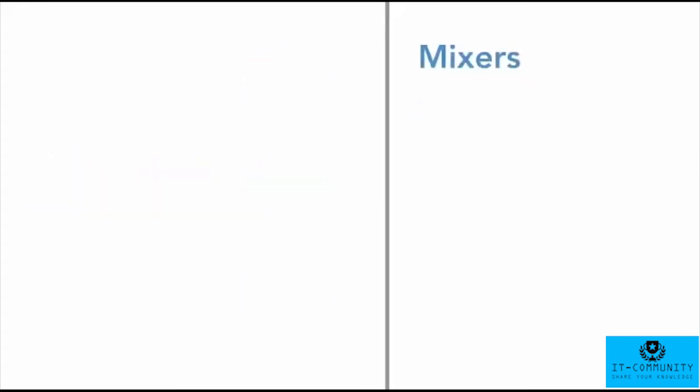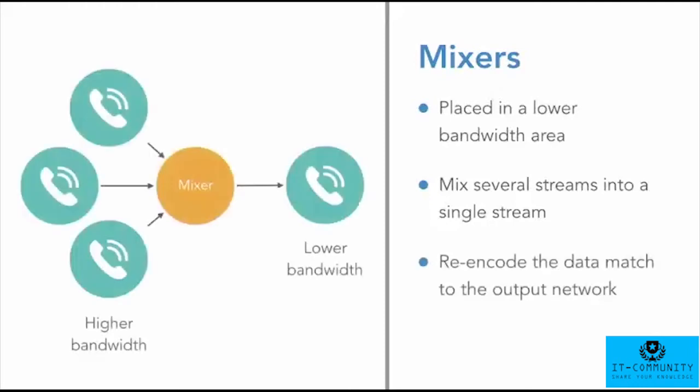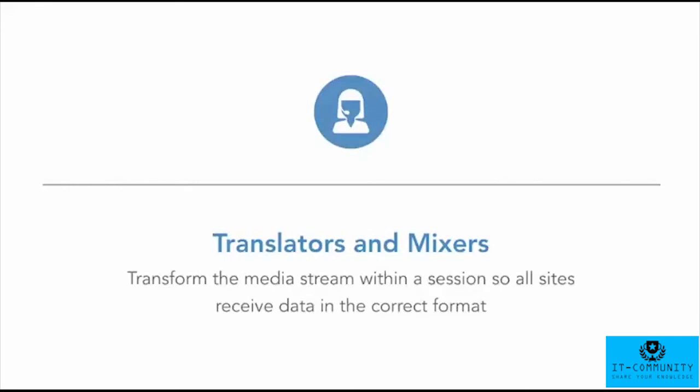And sometimes data must pass through networks with lower bandwidth. A mixer is placed in a lower bandwidth area and mixes several streams into a single stream. It re-encodes the data to match the one with lower bandwidth and then forwards the stream across the link. Translators and mixers transform the media stream within a session so that all sites receive data in the correct format.